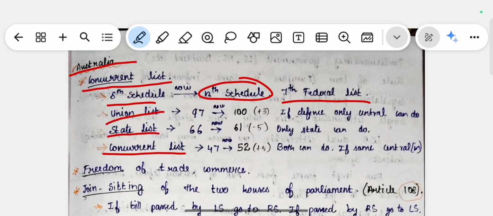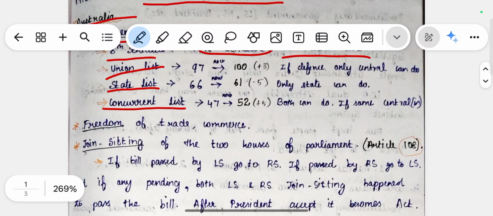The particular matters are divided into any one of the lists. For example, if a thing is in the union list, only the union government will have the power to implement any law on this matter. If it's in the state list, only the state will have the power to implement any law on this matter. But if the same thing is present in the concurrent list, the union and the state both will have access to implement law on this matter. But if both of them implement the law at the same time, then the law of the union government will stay over. So this is called federalism.